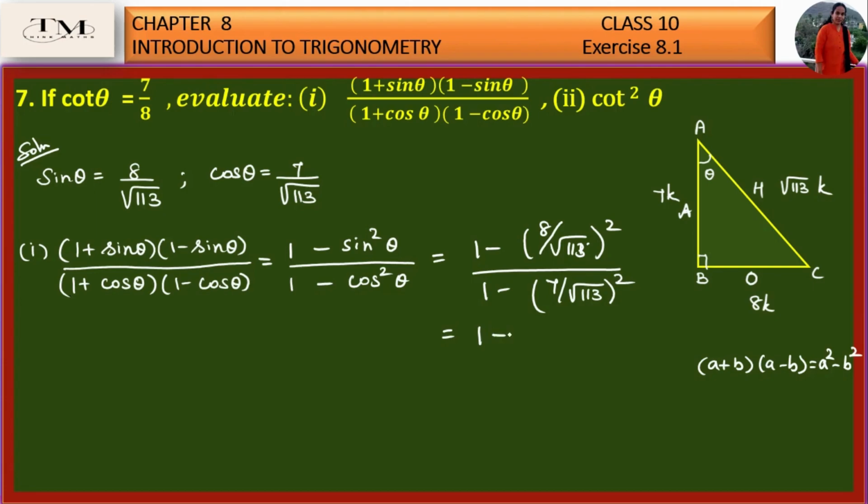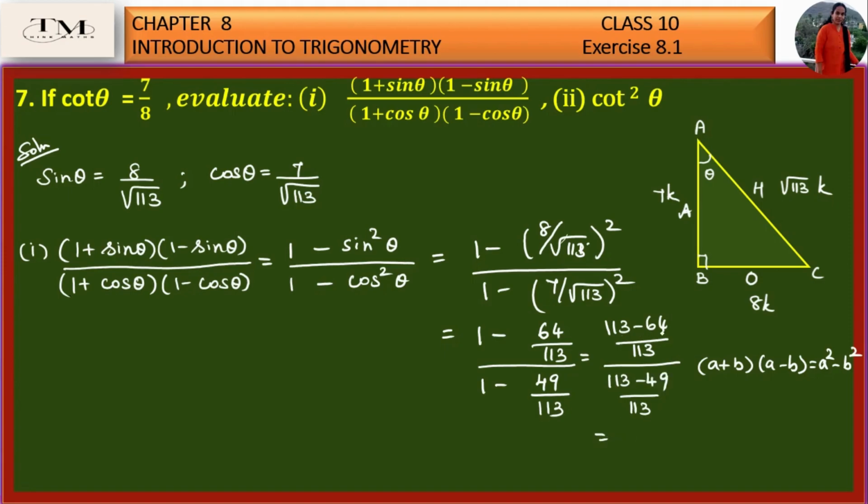Now we will get 1 minus 8 divided by root 113 whole square. 8 square is 64. If you take square, root and 2 get cancelled, so you will get 113, divided by 1 minus 7 square is 49. Root of 113 whole square, root and 2 get cancelled. So it will be 113. Now taking 113 as LCM, we will get 113 minus 64 divided by, here also 113 is LCM, in the numerator we will have 113 minus 49.